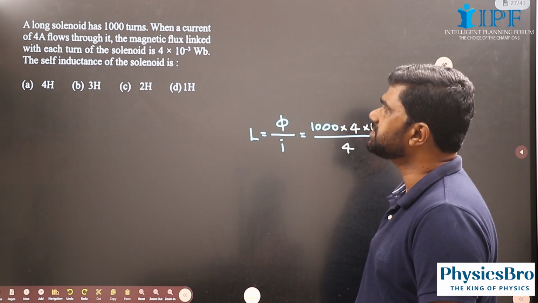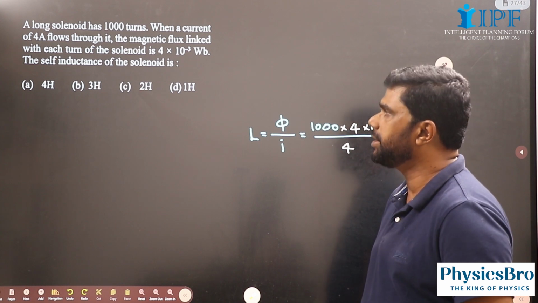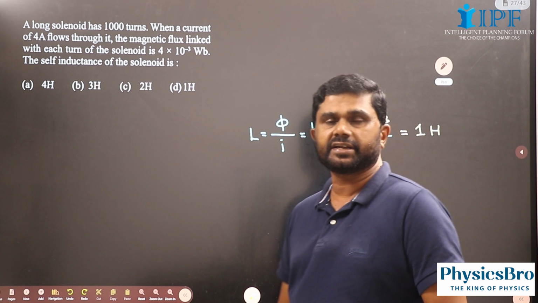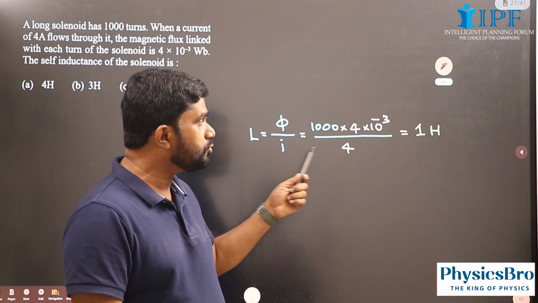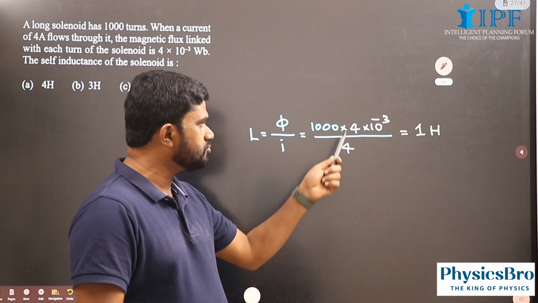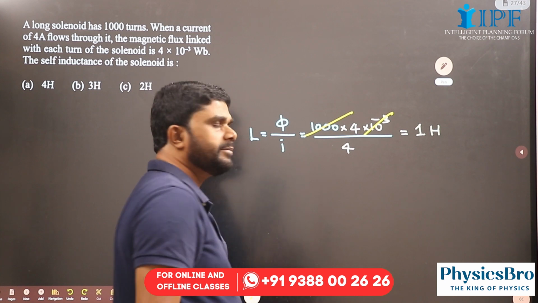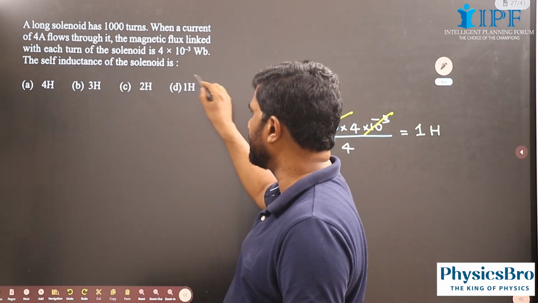Next, a long solenoid has 1000 turns. When a current of 4 ampere passes through it, the magnetic flux linked with each turn of the solenoid is 4 into 10 raised to minus 3 Weber. The self-inductance of the solenoid will be? See, self-inductance L is phi divided by I. We have 1000 turns and the flux through each turn is 4 into 10 raised to minus 3. So the total flux will be 1000 into 4 into 10 raised to minus 3. This 1000 and 10 raised to minus 3 can be cancelled. Then 4 by 4, that will be exactly 1 Henry.